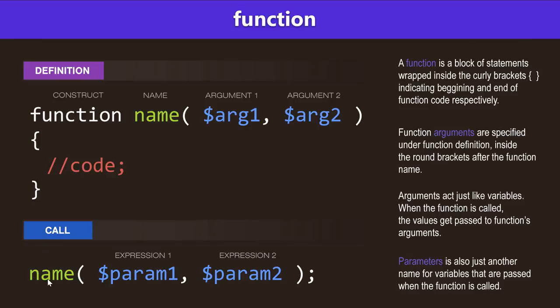And when we call a function, we use the function name, again the round brackets, and inside we have the parameters separated by a comma, and the parameters are the actual values for the arguments. So these parameters are going to be passed over to the arguments, and inside the function's code they're going to be modified or printed out or whatever. Alright, so let's go ahead and go over some function basics here.